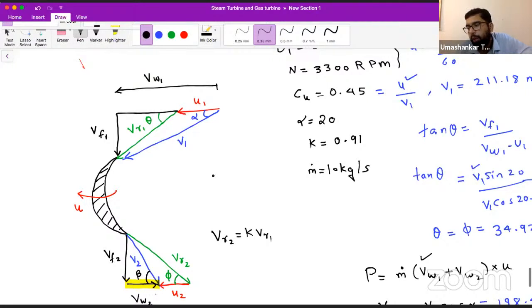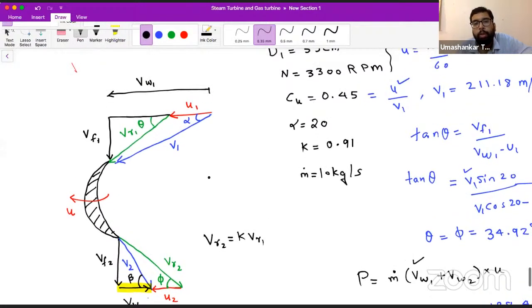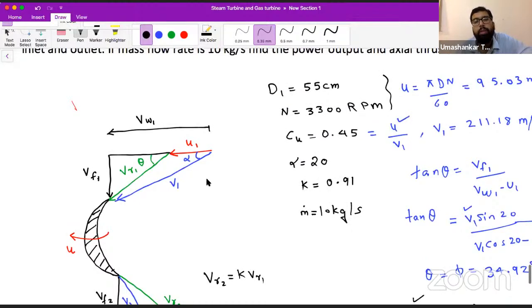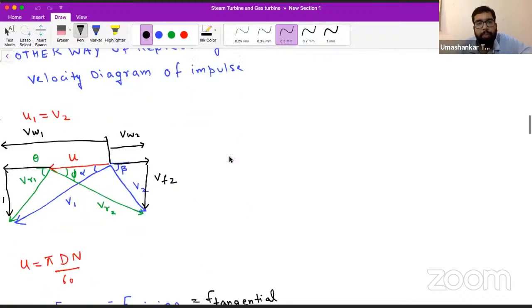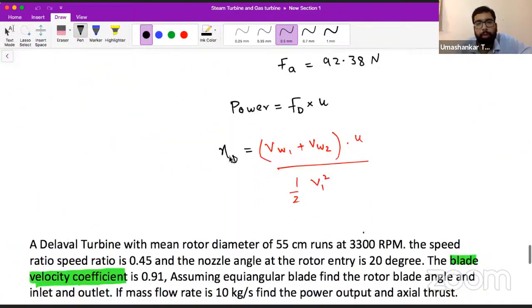Yes, Aishwarya, your answer is correct. Okay? So VR2 is given. We can find the value of VR2 here. Just wait a second. There is some technical problem here. Just wait a second. Okay. So we have come back on the screen. Okay now.